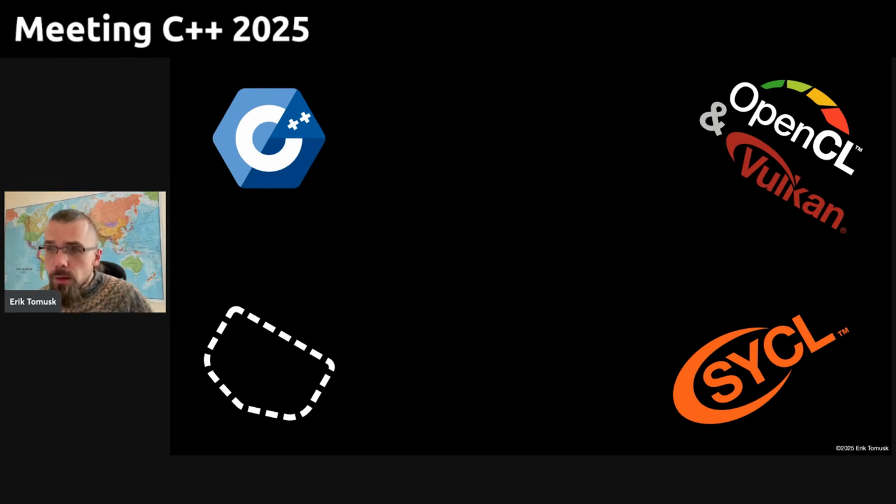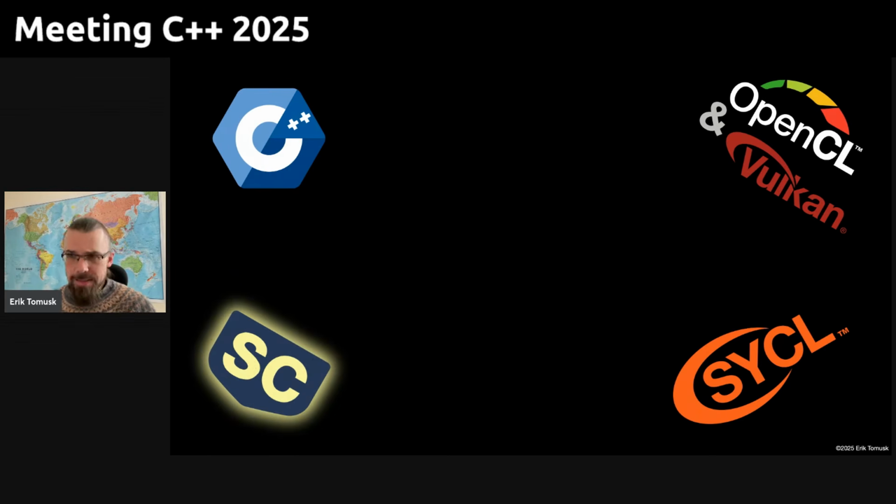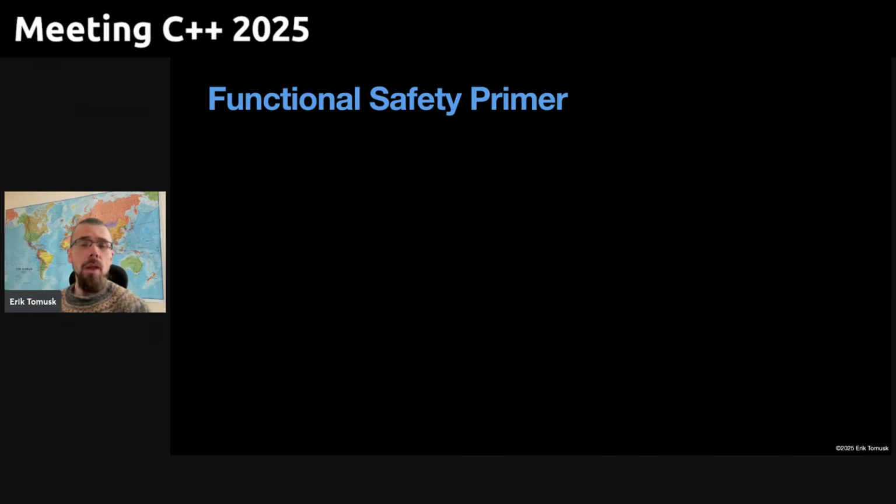Okay, so now that we're done with the SYCL section, the final topic I would like to look at is SC, or safety criticality. So I put together a brief functional safety primer. When I talk about functional safety, which is shortened to FUSA, or safety critical, which is shortened to SC, I'm kind of using these terms interchangeably.